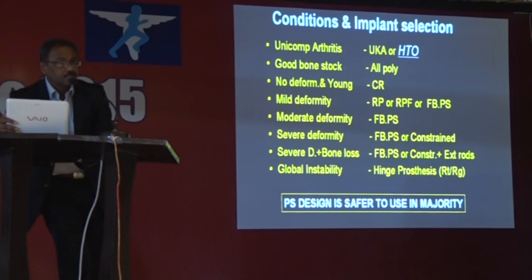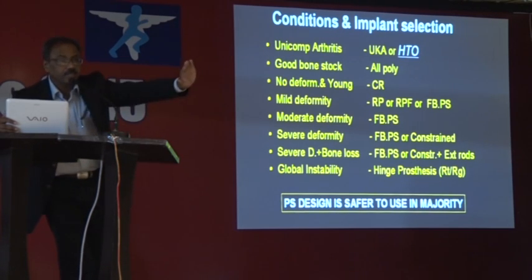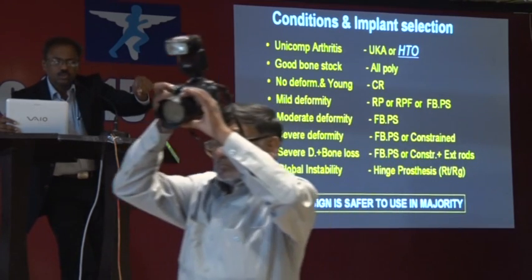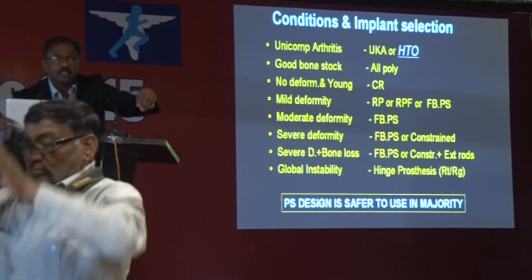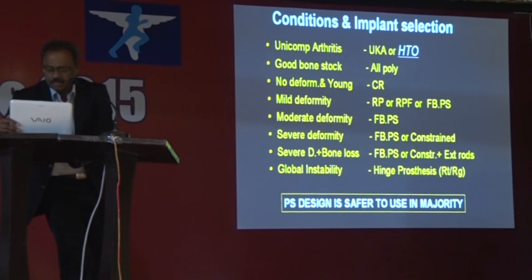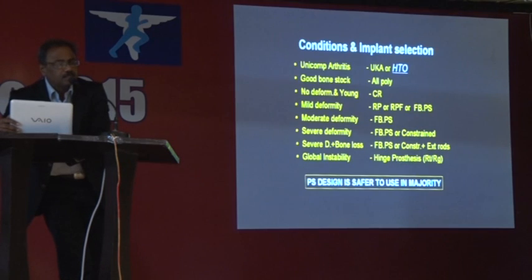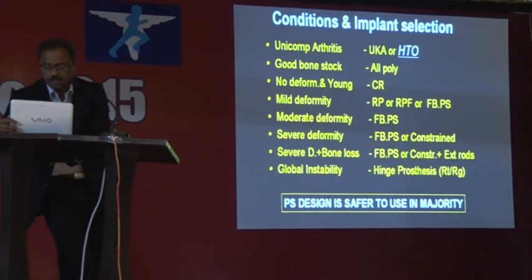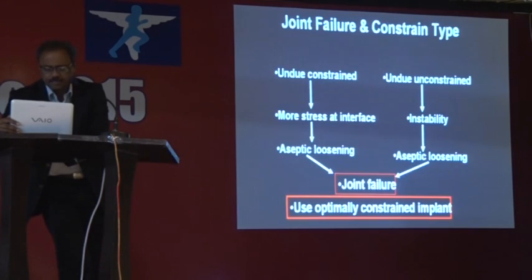And with severe deformity and bone loss, go for fixed bearing, then a constraint or extension rod is needed in this situation. If there is a bone defect and your tibial tray is not fully covered, either put a screw or put an extension rod. It gives strong additional stability to the tibial tray. For global instability, go for the hinge design. In more than 90% of situations, we come out with the PS design. Really, such constraint is rarely needed.